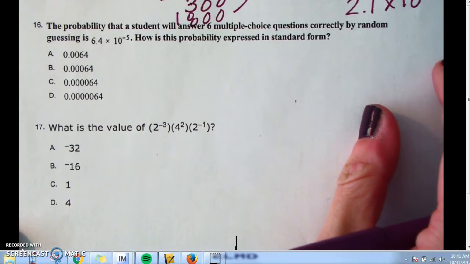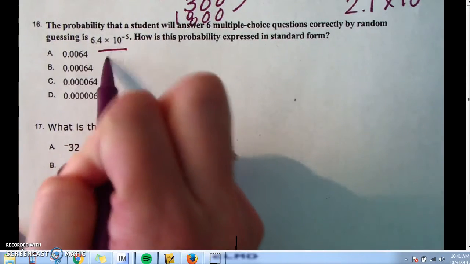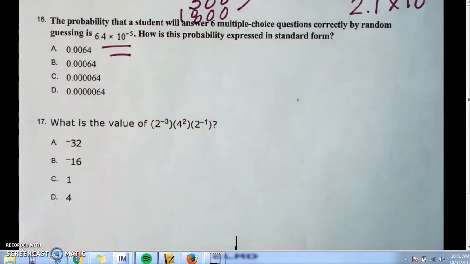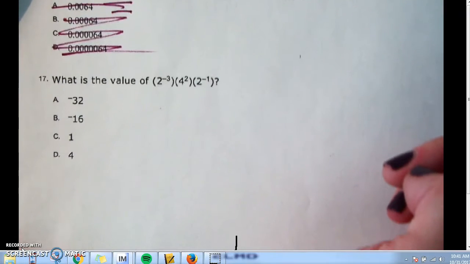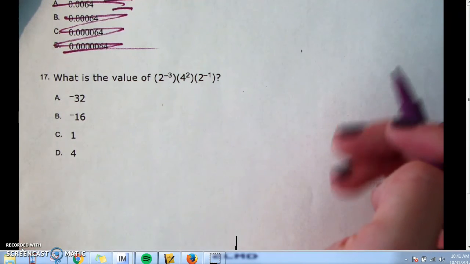16, the probability that a student will answer 6 multiple choice questions correctly guessing here. Uh-oh, I think that's a repeat. Isn't it? Yep. 8 is the same as 16. So forget 16.